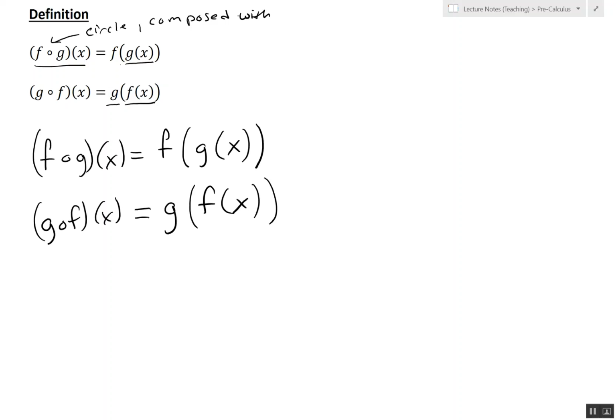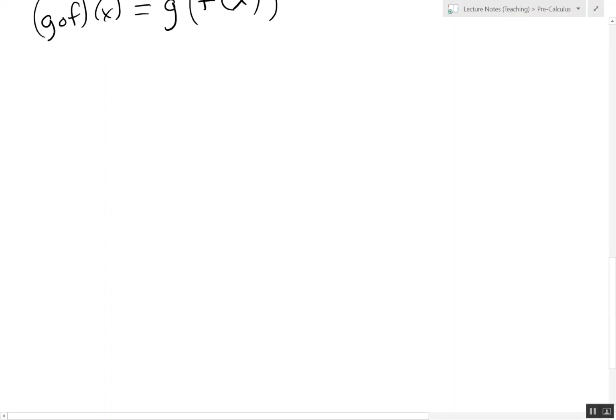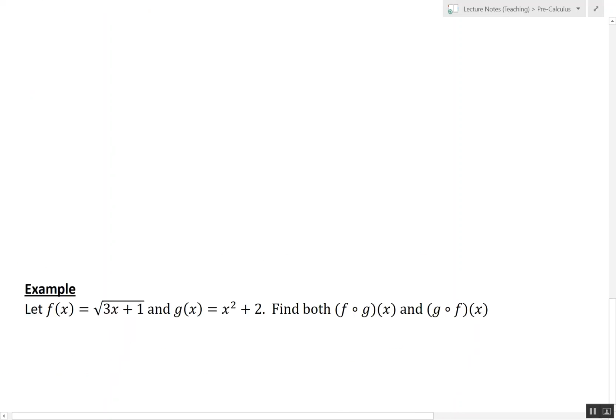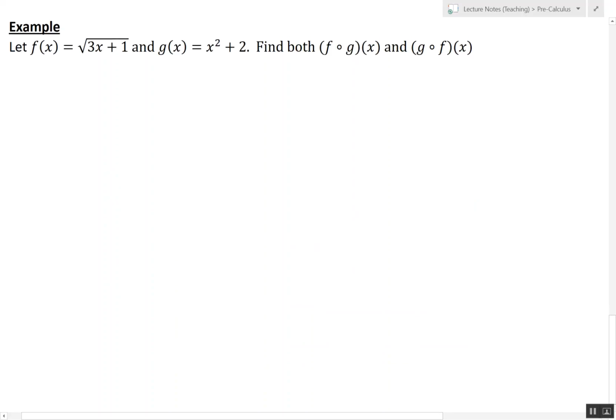So let's see an example of composition. So we're going to let f of x equal the square root of 3x plus 1, and we're going to let g of x be x squared plus 2, so we're going to find both of these compositions. So we're going to start with the first one here, f circle g of x.